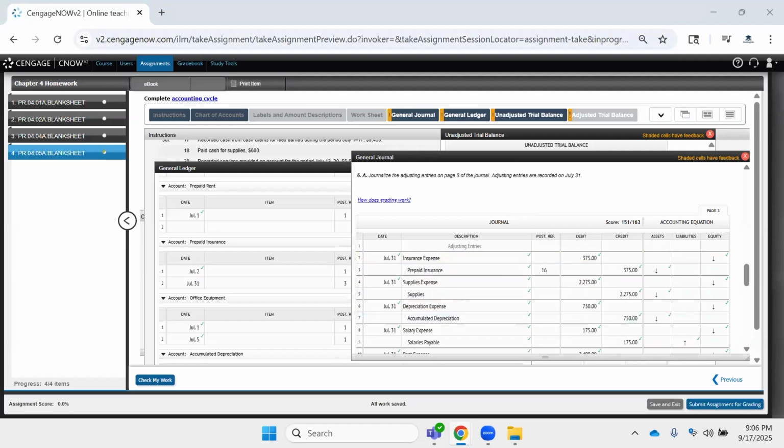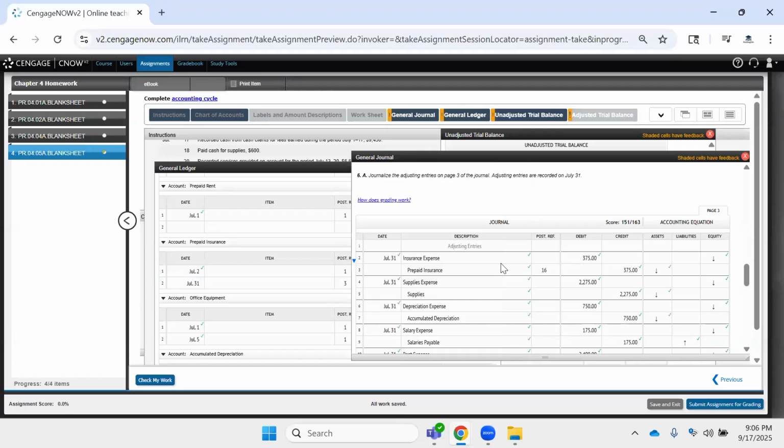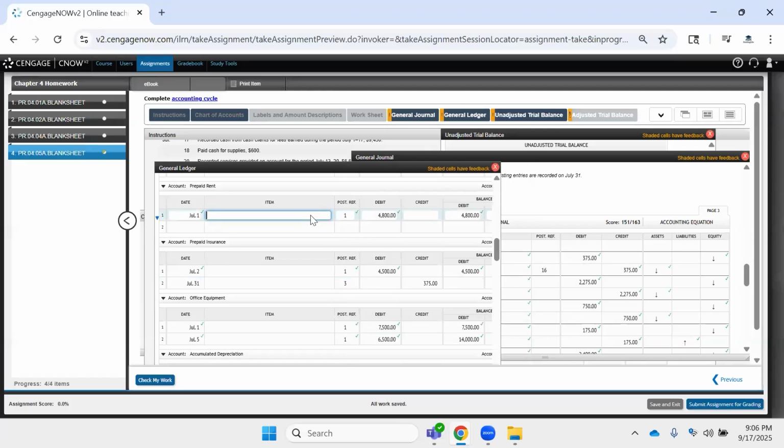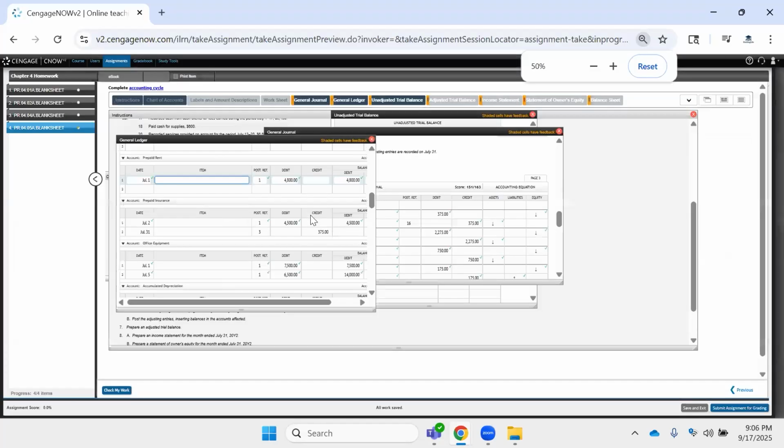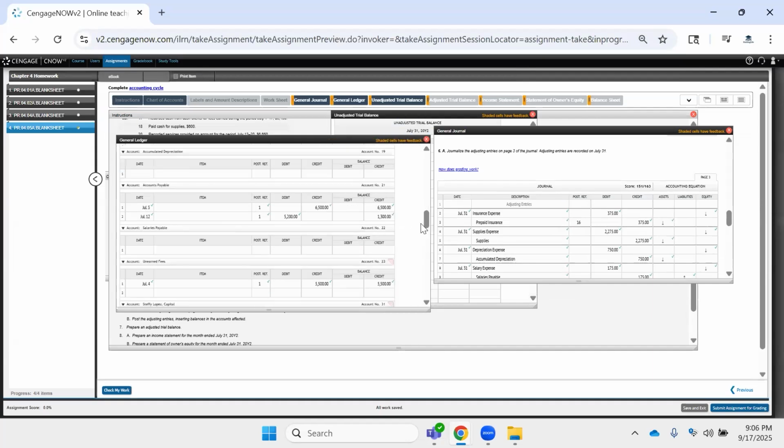And one moment here. Then if we take 4,500 minus 375, let's just, so we can get a full view, I'm going to minimize a little bit.